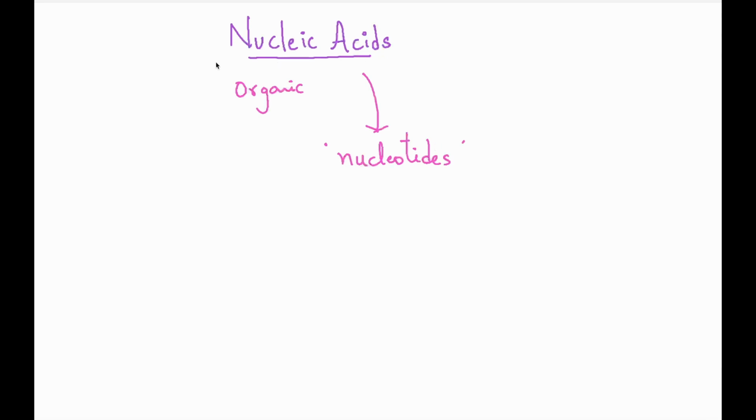From the name, we can deduce that nucleic acids are acidic molecules that are located in the nucleus. Nucleic refers to the nucleus, whereas acid refers to their acidic property. The two important nucleic acids are DNA and RNA, deoxyribonucleic acid and ribonucleic acid. In this video, we will be discussing the structure and important functions of nucleic acids.